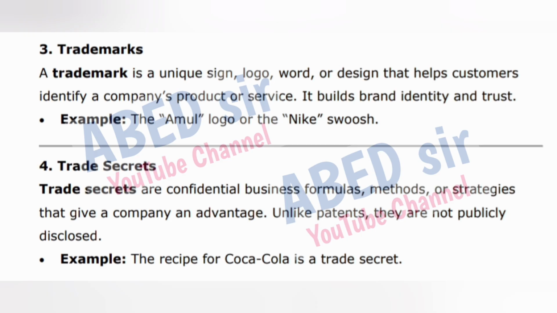3. Trademarks. A trademark is a unique sign, logo, word, or design that helps customers identify a company's product or service. It builds brand identity and trust. Example: the Amul logo or the Nike swoosh. 4. Trade secrets. Trade secrets are confidential business formulas, methods, or strategies that give a company an advantage. Unlike patents, they are not publicly disclosed. Example: the recipe for Coca-Cola is a trade secret.